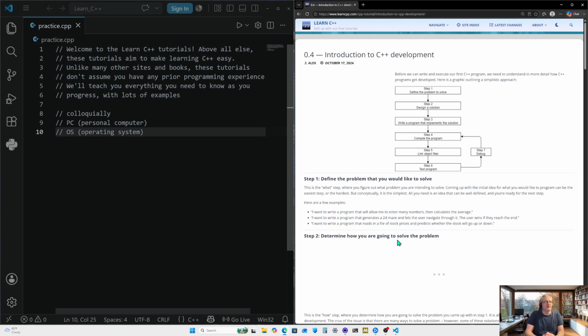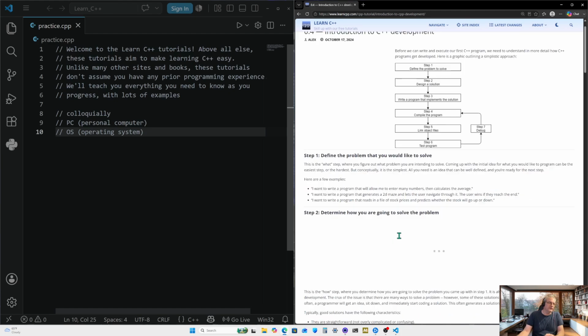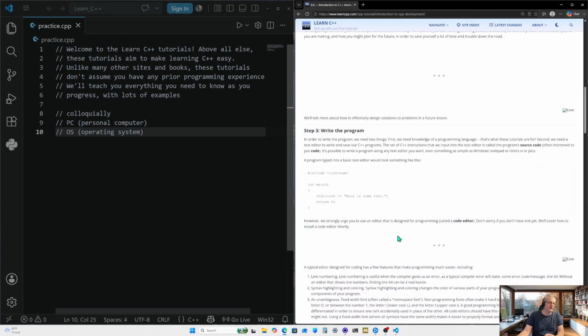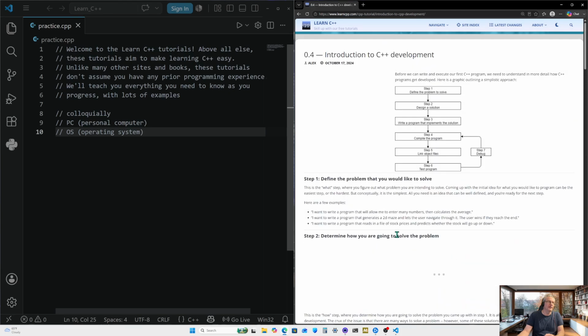Introduction to C++ development. So once I get through a little bit of this, I'm gonna go ahead and cut the video off. I'm not gonna go through all these steps right away, but let's get started on this. Before we can write and execute our first C++ program, we need to understand in more detail how C++ programs get developed. Here is a graphic outline.